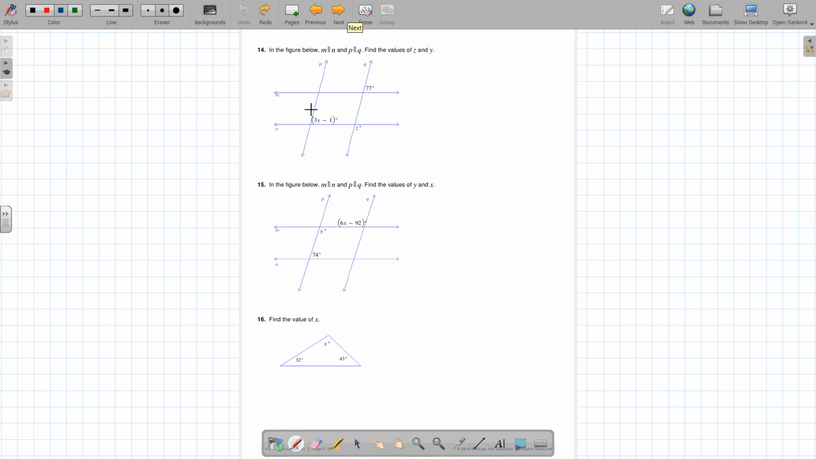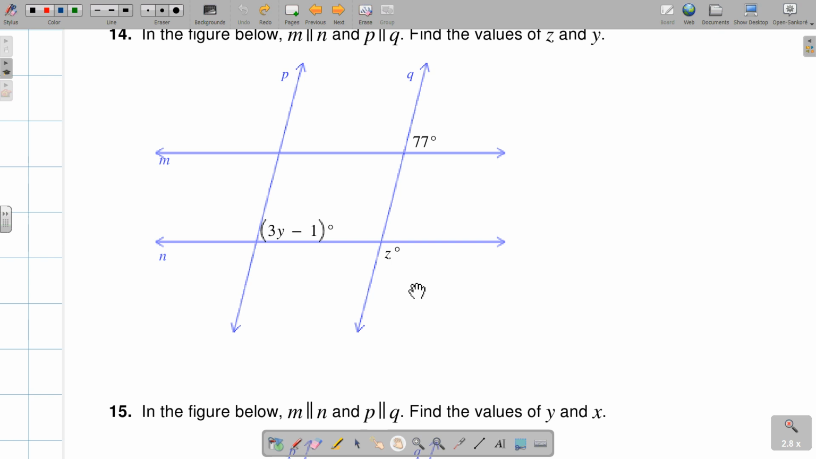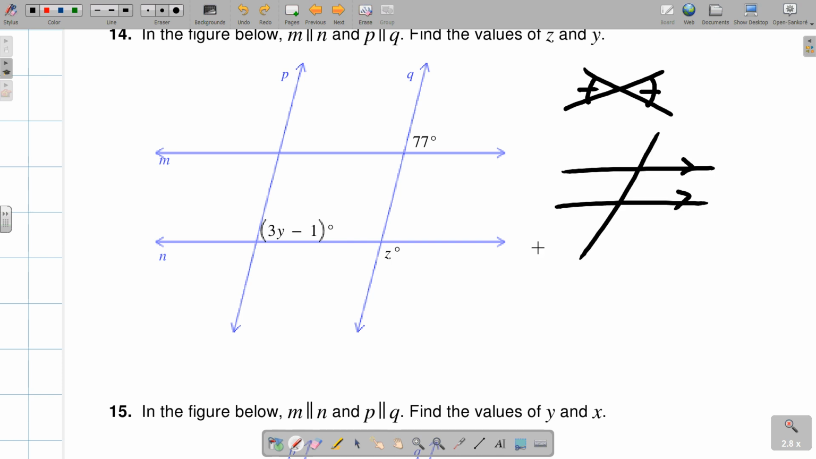Gary, I'm going to do 14 with you, and then 15 you're going to do on your own. Let's recap what's equal once again. Angles that you need to watch out for that are equal. Vertical angles are always equal. Parallel lines, correspondings are equal. One's in, one's out, same side.